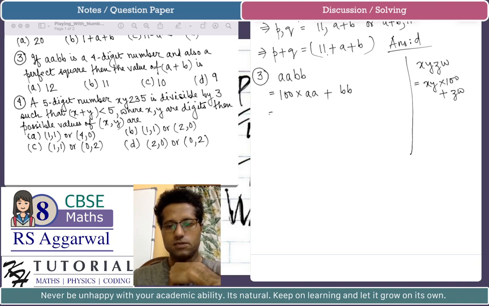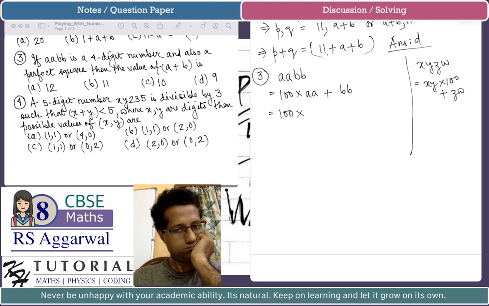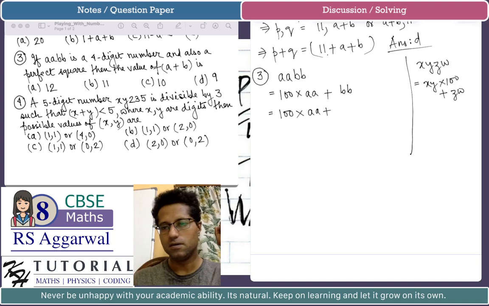Now if I further expand the numbers, 100 into AA. Now what is BB? If I expand the number BB using the general form, I can say this is equal to 10B plus B.